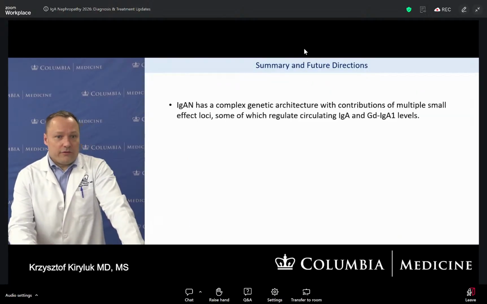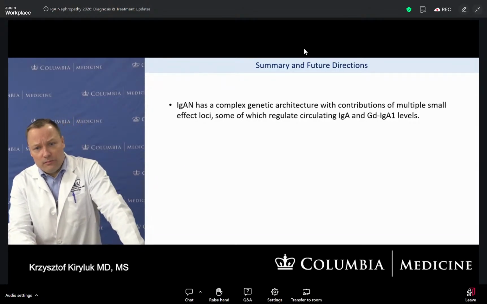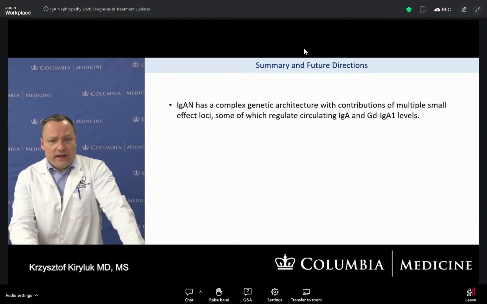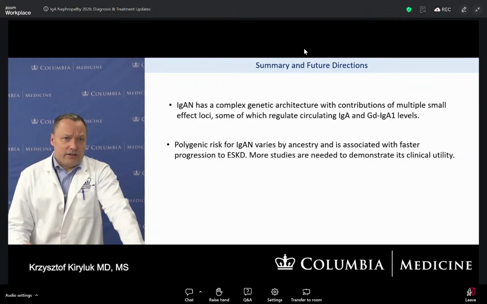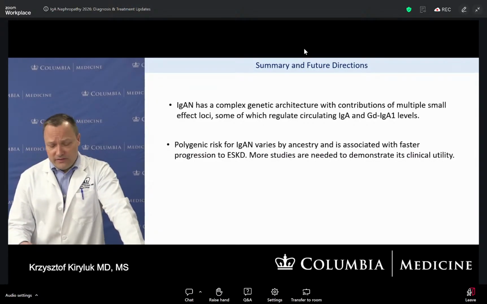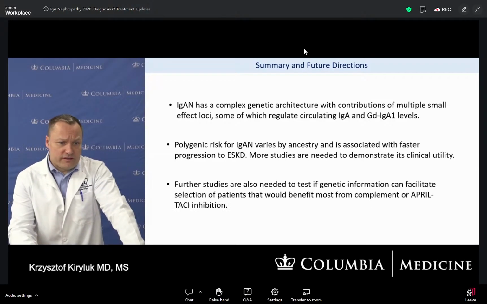So just to summarize, IgA nephropathy, I hope I convinced you, has a complex genetic architecture. There are multiple contributions of small effect loci across the genome. Some of these loci regulate circulating IgA levels. Some of them regulate Gal-deficient IgA1 levels. Polygenic risk for IgA nephropathy varies by ancestry. It's higher in individuals of East Asian ancestry. It's also associated with earlier disease onset and faster progression to end-stage kidney disease.